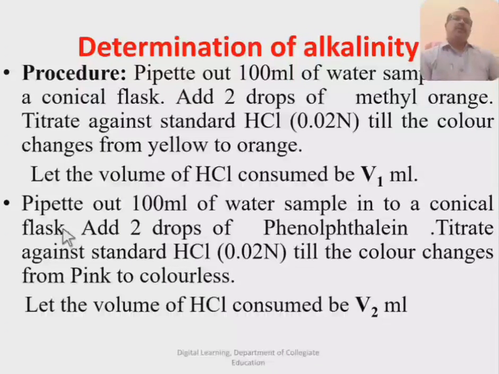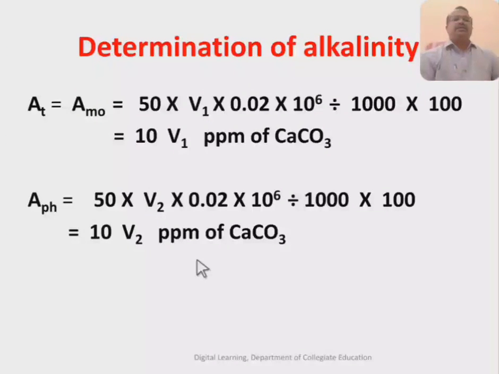Now next, pipette out 100 ml of this water sample into another conical flask, add 2 drops of phenolphthalein indicator, and titrate against standard hydrochloric acid till the color changes from pink to colorless. Let the volume consumed be V2 ml. Now, calculations.